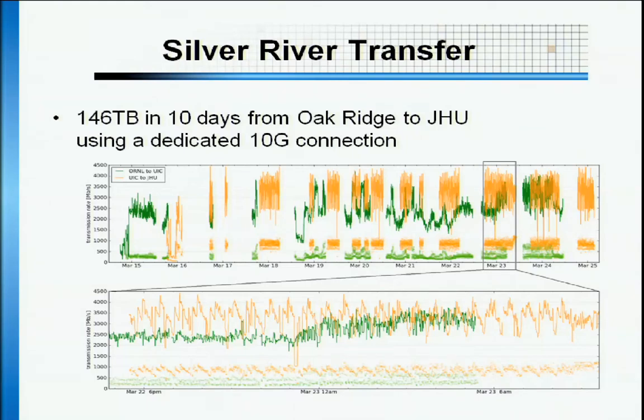However, this was about a week after Oak Ridge had a major security violation. So they were buttoned down. And so then we tried to transfer data out. It was like 5 megabytes per second. So that didn't work well.